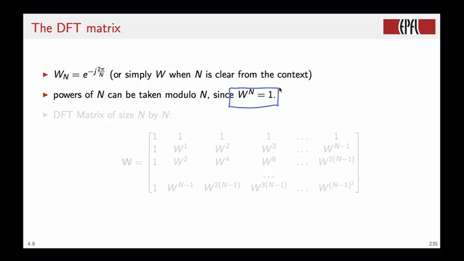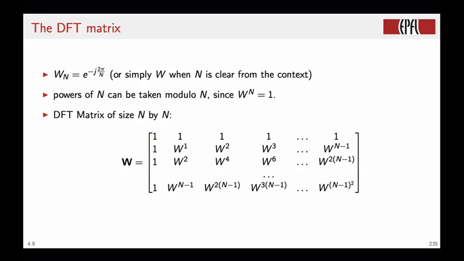So why is this true? Well, if you raise w to the power n, it will take out the divider by n, and this is equal to 1. Okay, so we can take the powers always modulo n. Very important point. This will lead to a lot of simplifications.